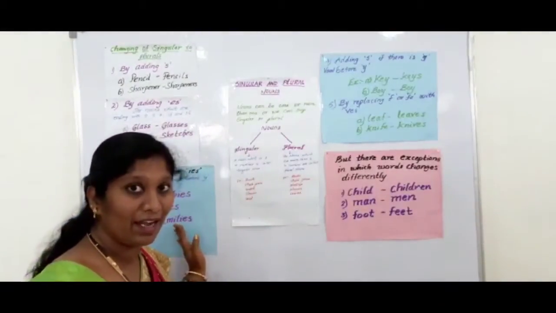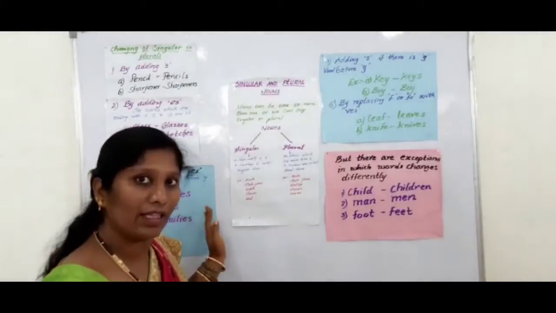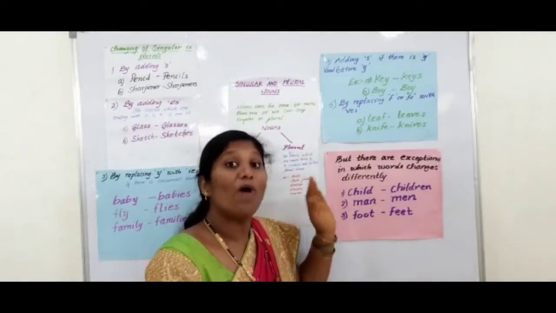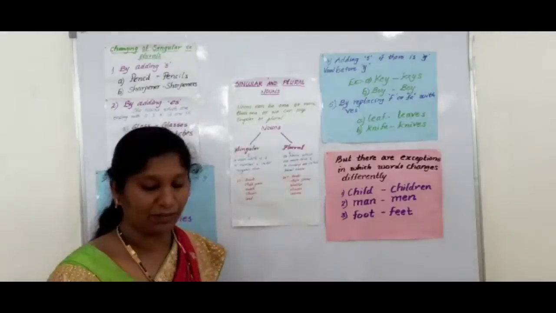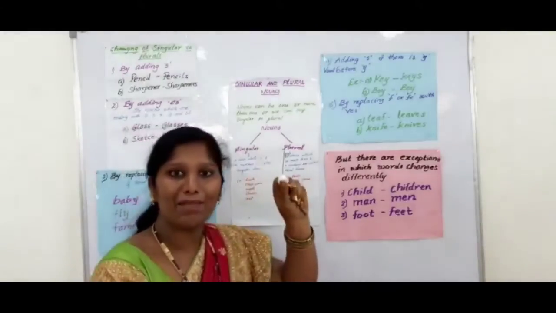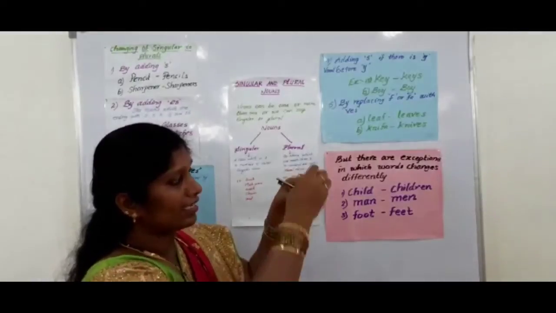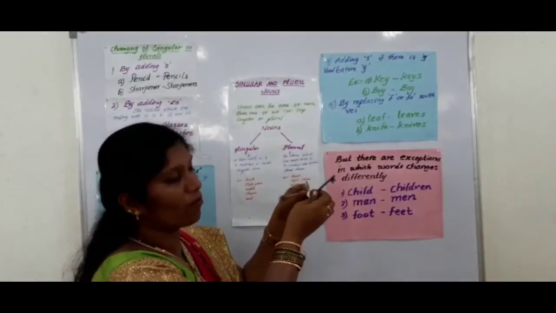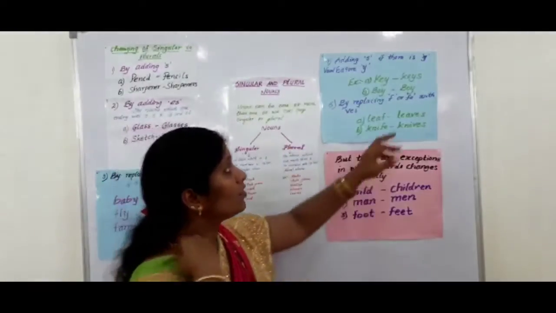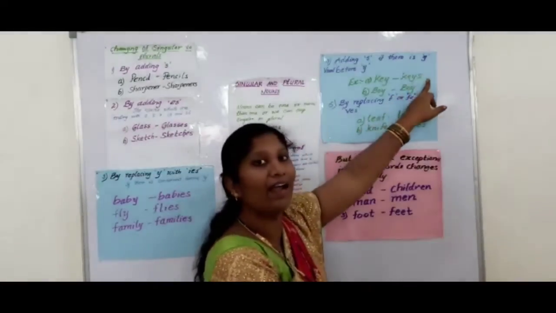So here I told you that before Y, if there is a consonant, you have to replace it with IES. But here, you have to add S if there is a vowel in front of Y. So let us observe. Key. So what is this? Key, because this is a single one. Only one key is there. If there is more than one key, you can say it as keys. So what is the rule here, children? Before Y, if there is a vowel, then you have to add S.